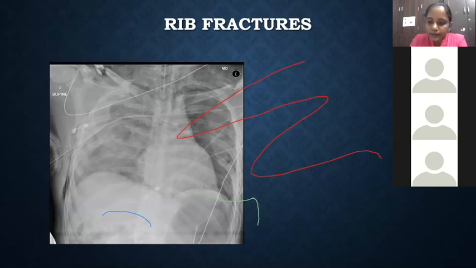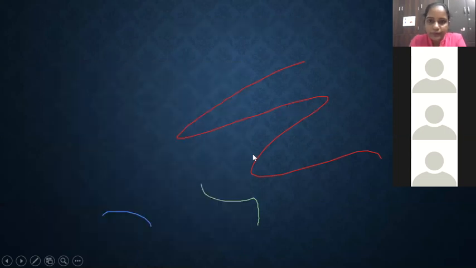So here, this is a picture of rib fractures, where you can appreciate the fractures of the second, third, fourth, fifth, and sixth ribs. These multiple rib fractures can cause flail chest, and the patient is already intubated. And this picture is also fine.